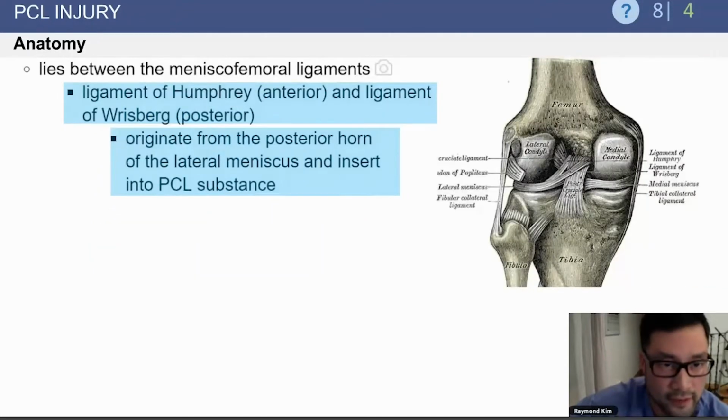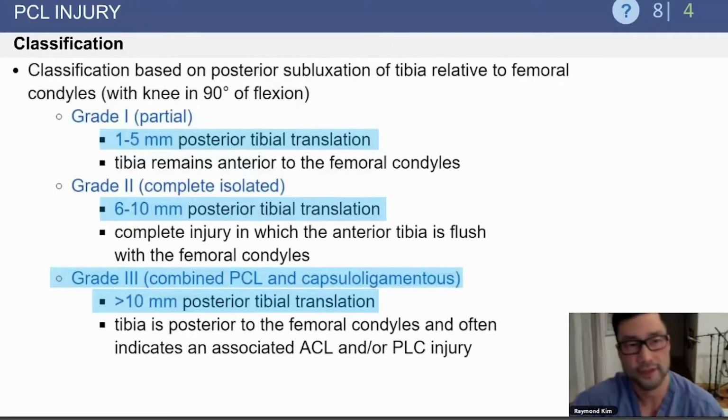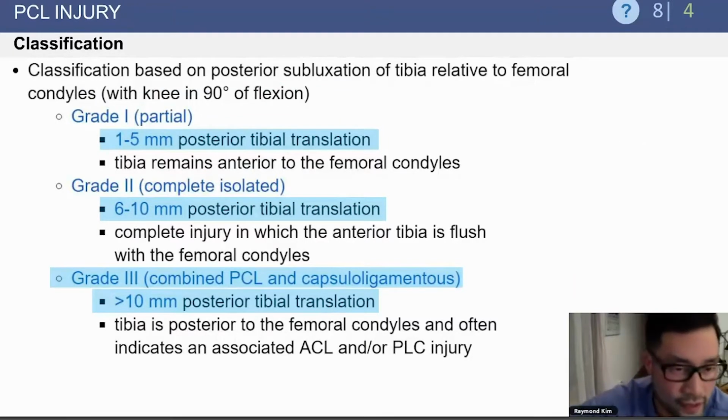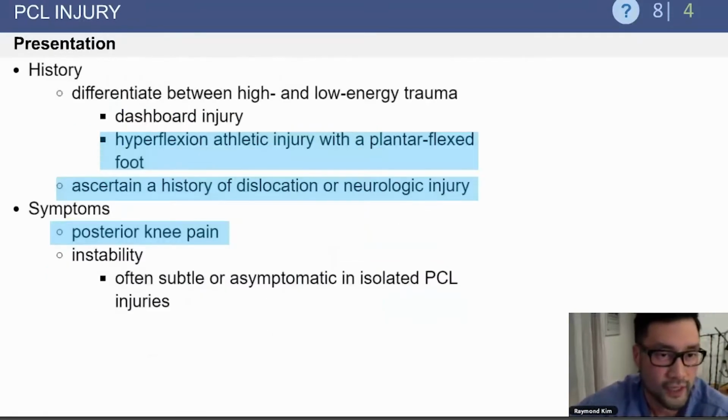We talked about the ligaments of Humphrey and Wrisberg, which originate from the posterior horn of the lateral meniscus and insert into the PCL substance. There is a classification of injury, grades 1 through 3. Grade 3 is greater than 10 millimeters of posterior tibial translation. These will present with a history of either a dashboard injury or a hyperflexion injury, and symptoms will include posterior knee pain as well as instability.